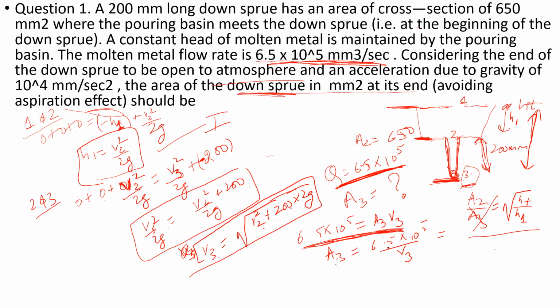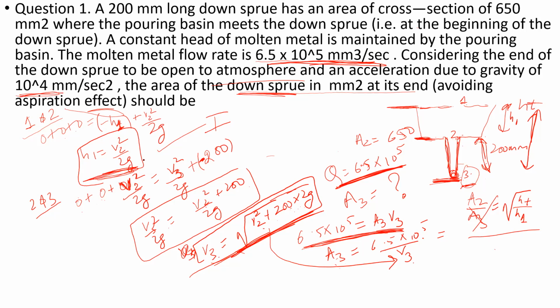This is equal to 6.5 into 10 to the power 5 divided by V3. V3 is the velocity. Now V3 we already know from here. If we substitute the V3 value here, we will get the answer. And how will we get V3? So 200 into 2G we already know. G's value is also given here. What about V2? V2 we can find from here, right? V2 they have given, no.